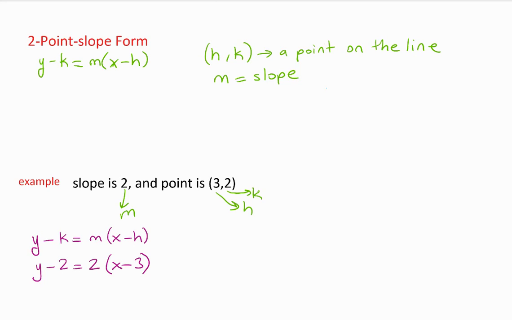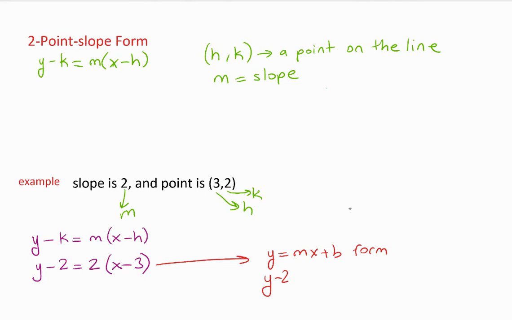So if I want to write the slope intercept form, we can transform it from point slope form. I want to convert this to y equals mx plus b form. What should I do?